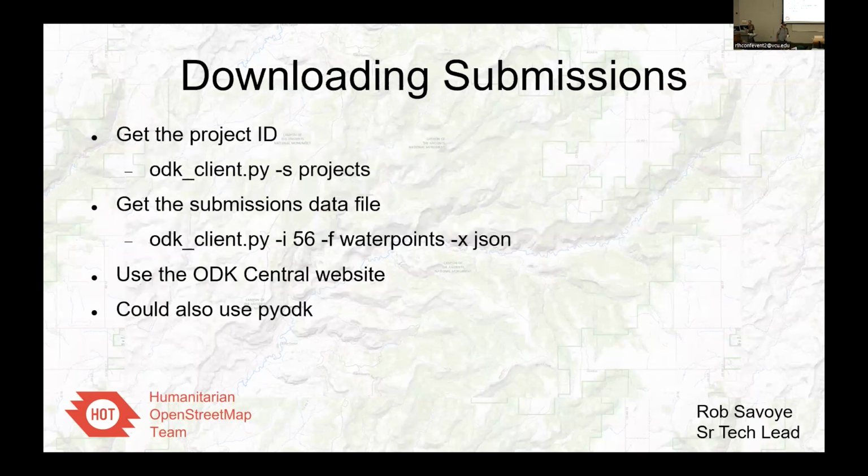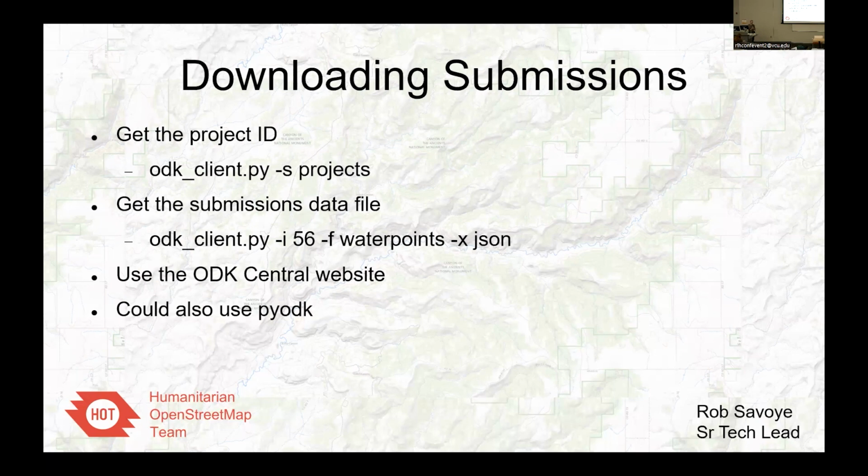It's pretty ugly. So right here, classically, right? So I want to download submissions. For those who aren't in OpenDataKit, a submission is basically what I've uploaded to ODK Central that I've been collecting. So for this project, I'll run my little client and say, give me all the projects on your server side. It's got a config file that I use and things like that. So once I get the project number, in this case 56, I'm like, okay, give me all the water points I collected for project 56 as a JSON file.